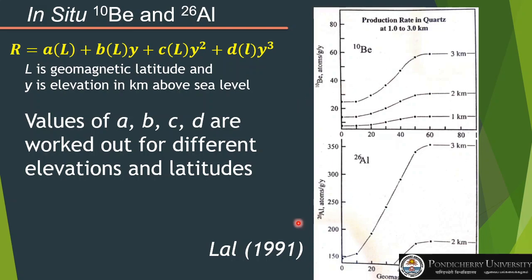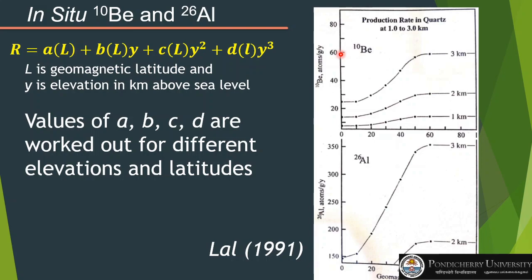This particular example I have taken from earlier studies, based on the 1991 study by Professor Devendra Lal. What is shown here is the production rate R of 10 beryllium and 26 aluminum, in terms of atoms per gram per year. As I mentioned in my initial slide, this is not much. You can see it varies from 20 atoms per gram per year to almost 60 atoms per gram per year. But still, accumulated over a couple of million years, this amount would be enough to be measured by the accelerator mass spectrometer, that is AMS.